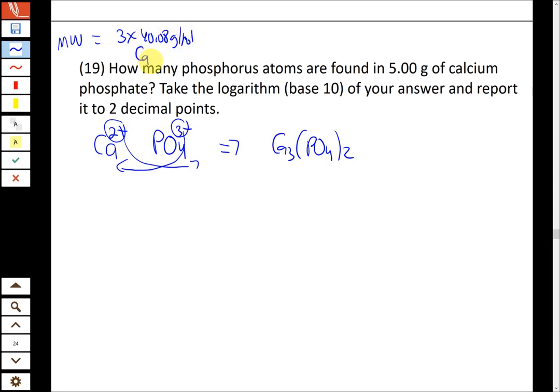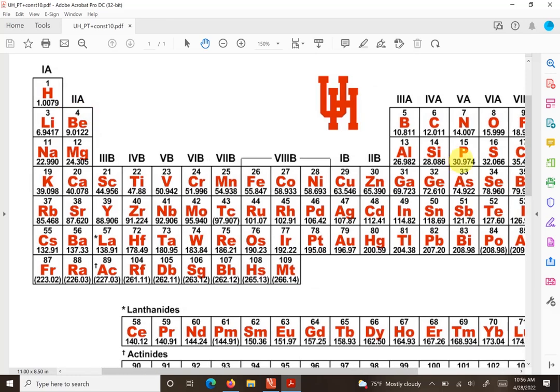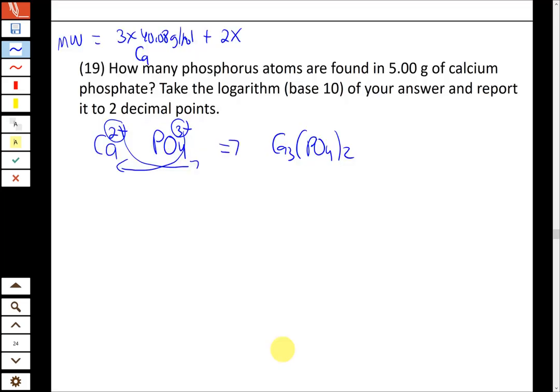Then we have to make sure we're counting the other elements correctly. So we have 2 total phosphates, PO4 taken twice. That means we're going to have 2 phosphorus atoms in the formula overall. So we're going to multiply the atomic mass of phosphorus by 2. Phosphorus is 30.97. Again, it's the number directly below it on the periodic table. So 2 times 30.97 for phosphorus.